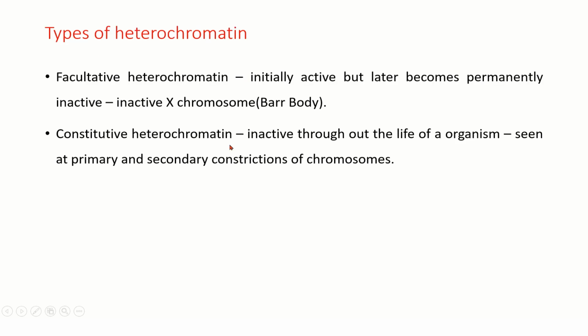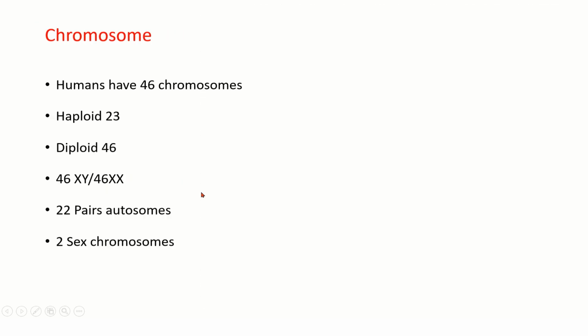Euchromatin contains guanine and cytosine bases predominantly, heterochromatin contains adenine and thymine bases predominantly. So, types of heterochromatin. Facultative heterochromatin: initially active but later becomes permanently inactive. Example, the inactive X chromosome, the Barr body. Constitutive heterochromatin: inactive throughout the life of an organism, seen at primary and secondary constrictions of chromosomes.